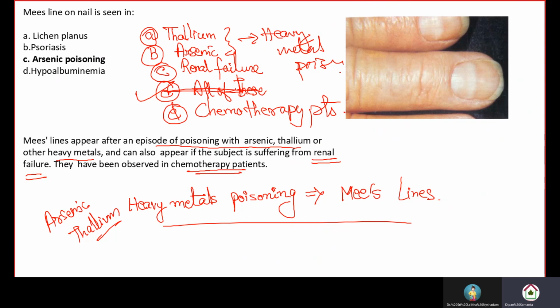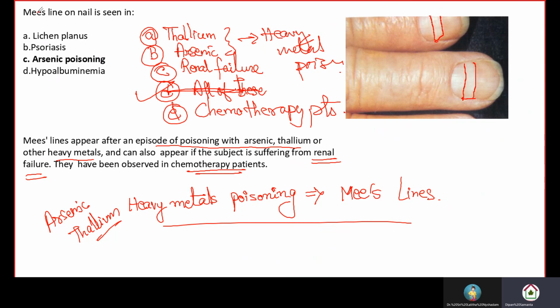In all of this, Mees' lines are found, and the Mees' line is typically this. Otherwise, the nail is fine. So if this picture is given and you try to find out the nail, if someone doesn't know Mees' lines, the nail will seem to be all fine. Okay, but for Mees' lines, you need to know where the line is, then you will understand, yeah, Mees' lines are there. And so this is the case of Mees' lines.